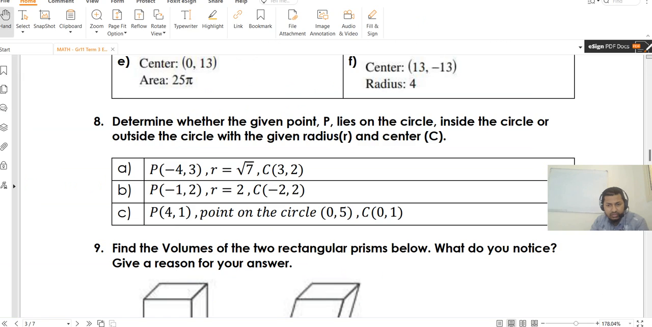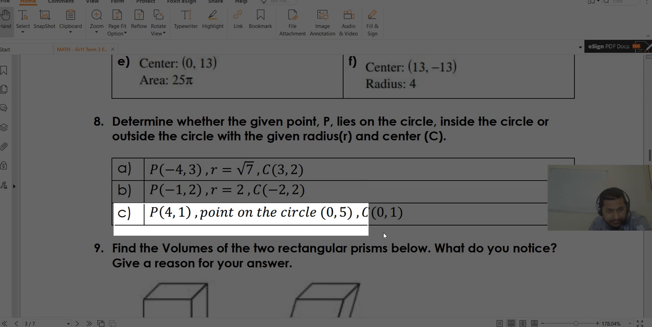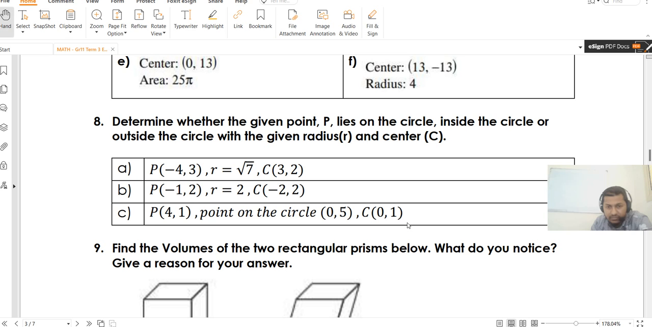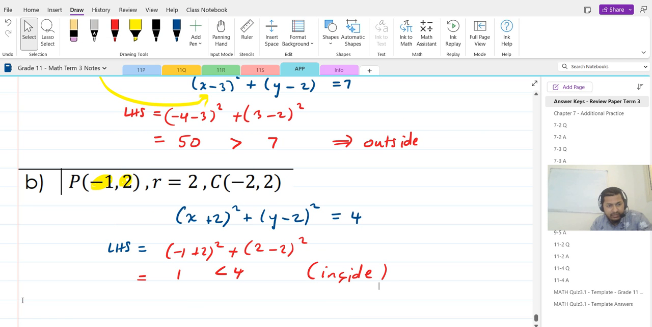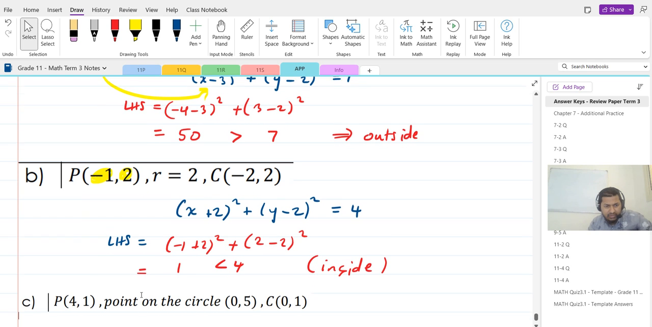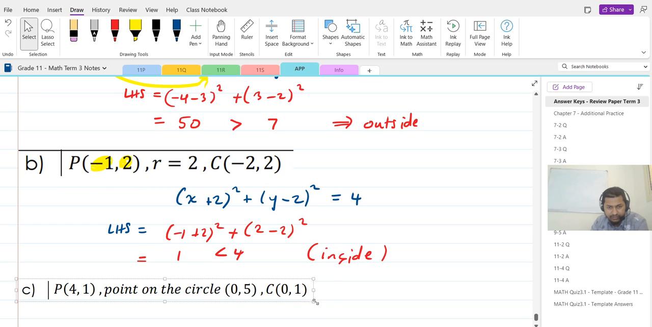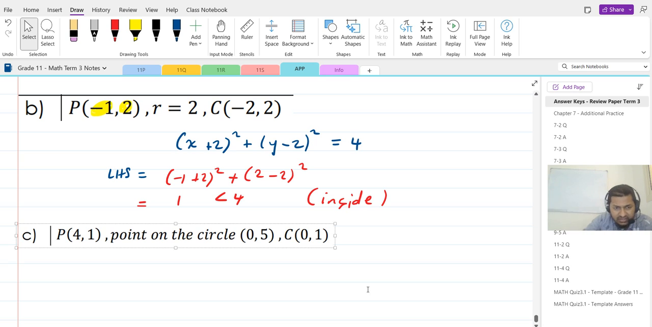And the last one, we want to see what's happening with this problem here. So we have the center of the circle, which is 0, 1. We have a point on the circle which is 0, 5. And we have another point on the circle which is 4, 1.